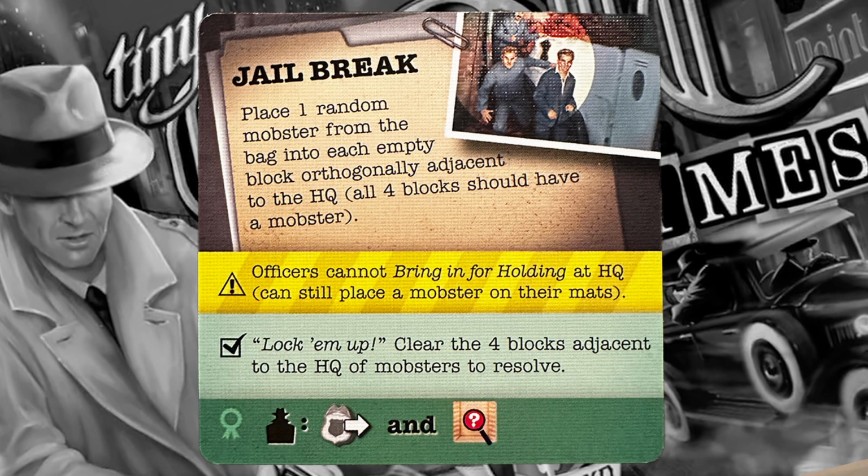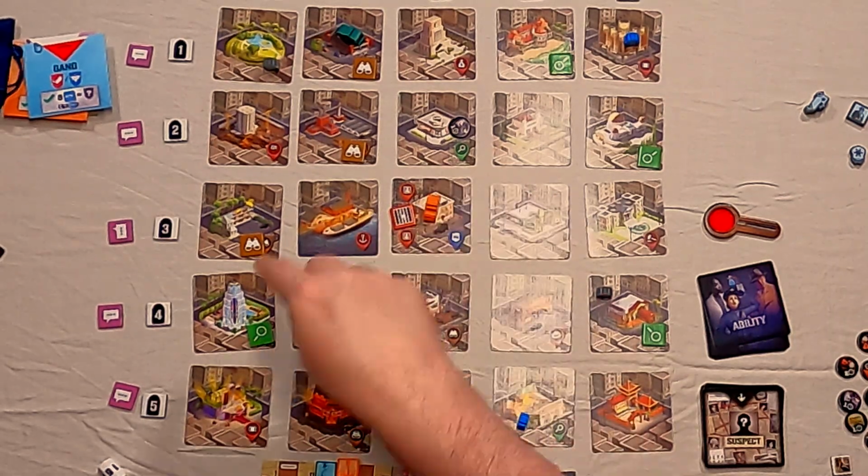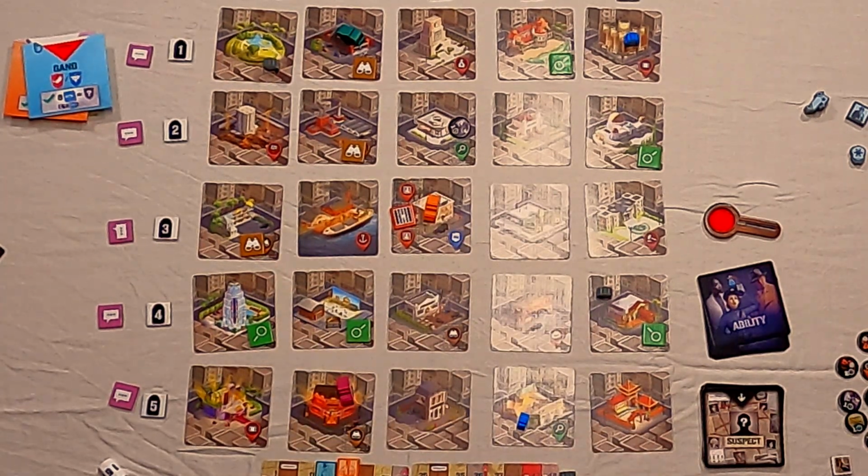Jailbreak. Place one random mobster from the bag into each empty block orthogonally adjacent to the HQ. All 4 blocks should have a mobster. So we got to place one in each spot. Oh boy. And that's going to help you finish your thing. Yeah, it is.